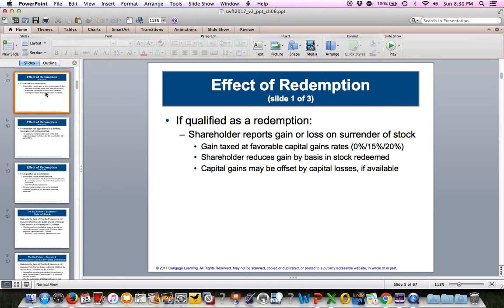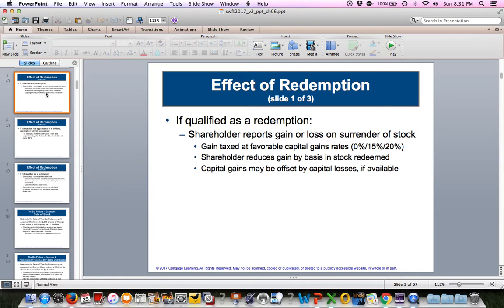They talk about it in the book right away in the chapter, page 2 of the chapter. I'll give you a little bit of background about what they are. Make sure you read that on your own. Basically, it's qualified as a redemption if the shareholder reports gain or loss on surrender of a stock. And generally, just be thinking that a stock redemption is when a shareholder sells stock back to an issuing corporation.